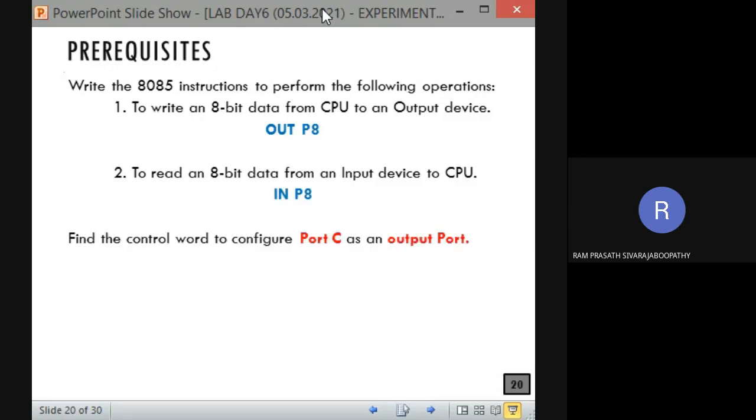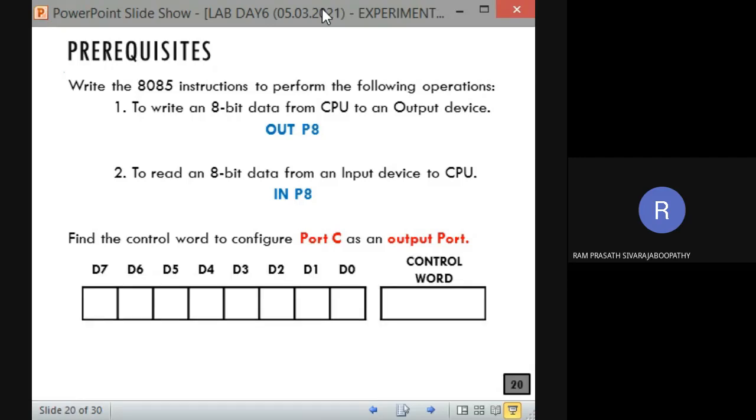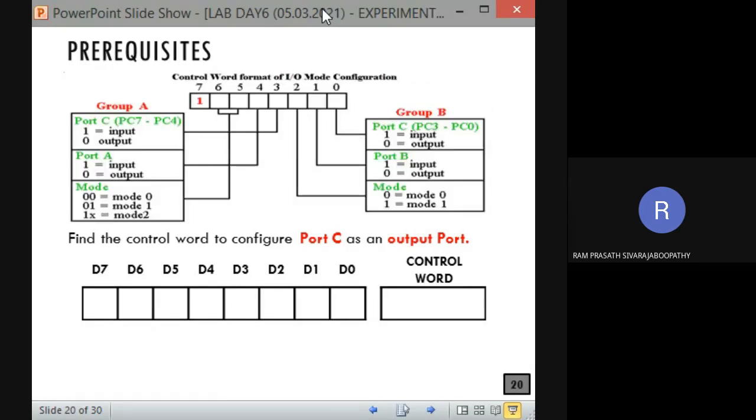Find the control word to configure port C as output port. Port C அவுட்புட்டா கான்ஃபிகர் பண்ண சொல்லியிருக்காங்க. ஃபைன். இந்த மாதிரி சொன்னா மீனிங் என்னன்னா மோட் 0 தான் அர்த்தம். மோட் எதுவும் மென்ஷன் பண்ணனா by default you can understand it is mode 0 only. Fine. Can you fill the control word format?